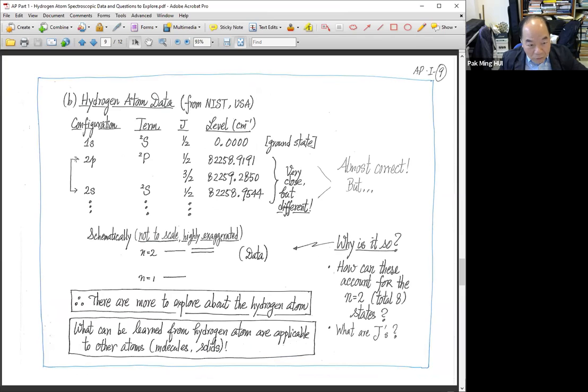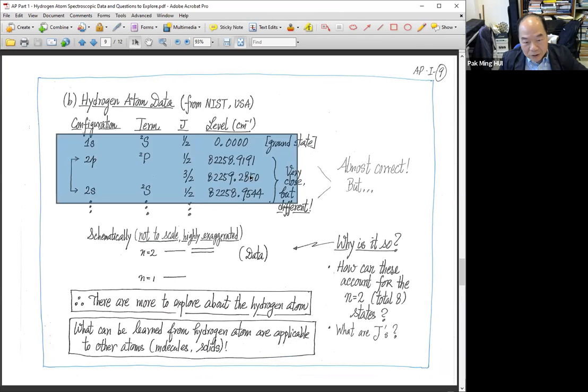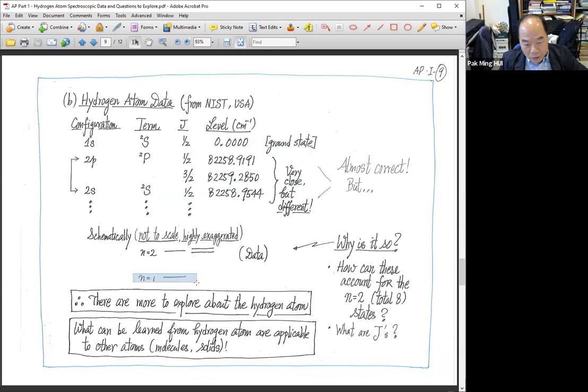I just told you the following. I copy this number out. It means the following. n equals 1, one value, okay. Set it to 0 arbitrarily. n equals 2. Your knowledge last term, it is only one value, minus 13.6 divided by 4, eV. Now, the data set. There are 3 different energies, okay? We want to understand this, why it is so.